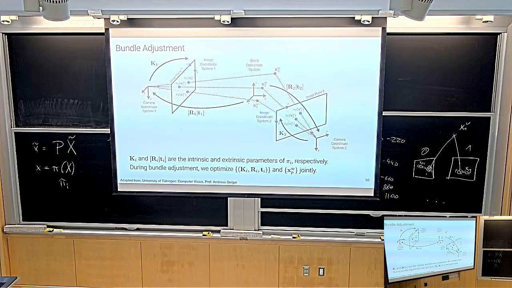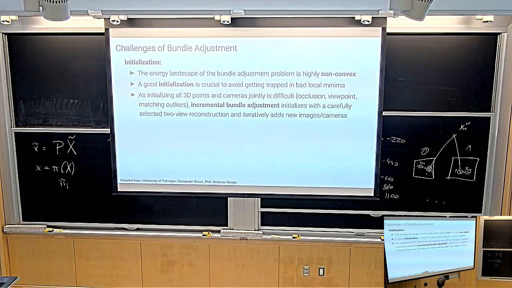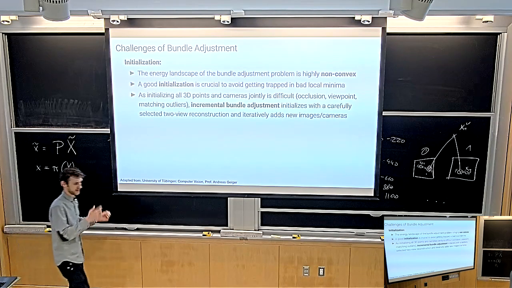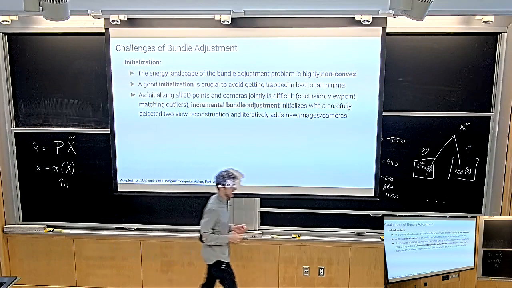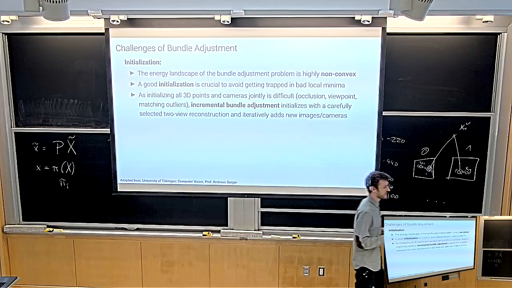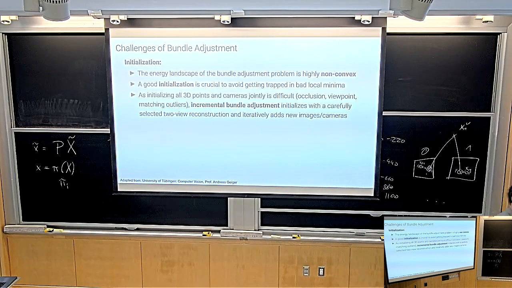Okay, good. So if you try to solve this with gradient descent, nothing happens. It's super non-convex. A good initialization is crucial to avoid getting trapped in bad local minima. People figured this all out, it took very long. The way this is done in practice is called incremental bundle adjustment. It's a very fancy word, but now I think you can all put it together.